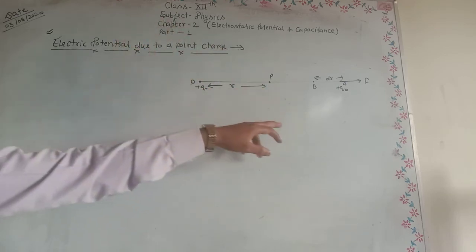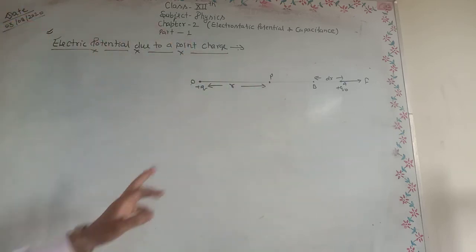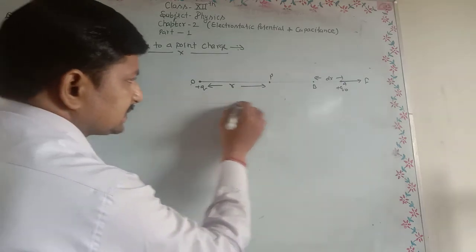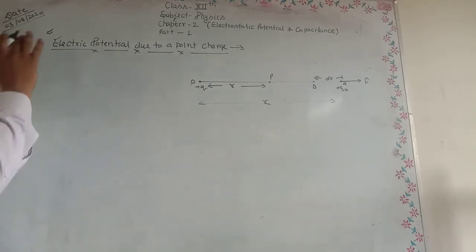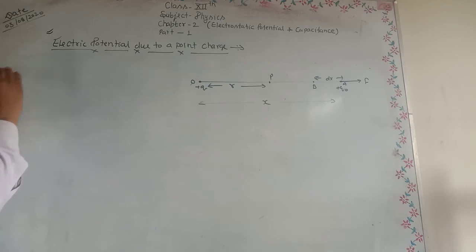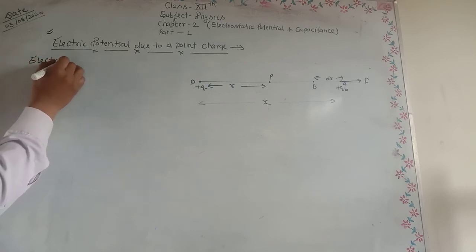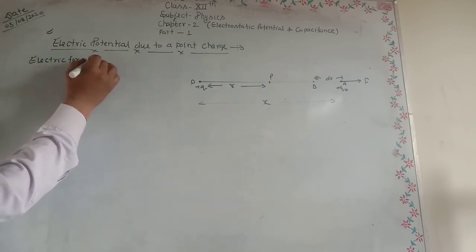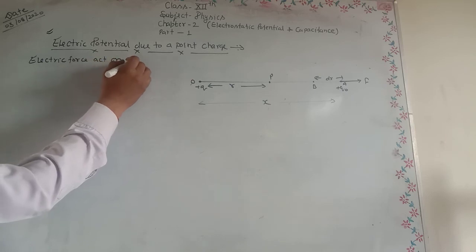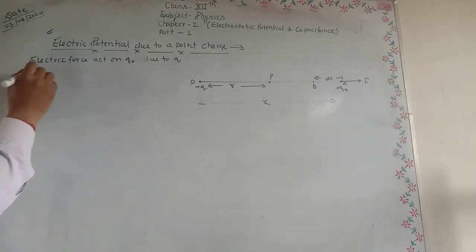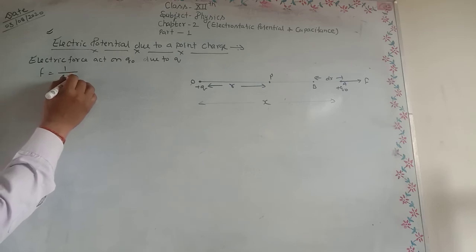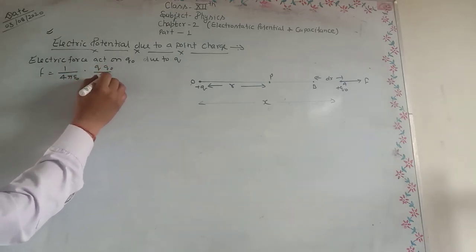Let a test charge Q0 be at a point A at a distance small x from O. Then the electric force acting on Q0 due to Q is F equal to 1 upon 4 pi epsilon 0 into Q Q0 upon x square.